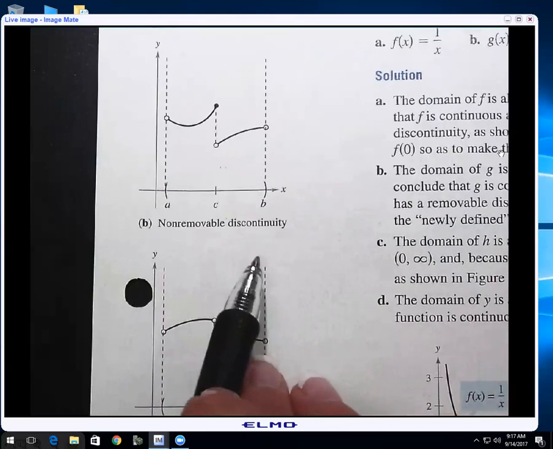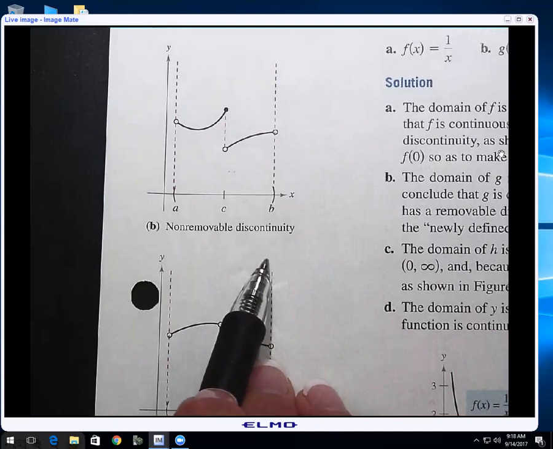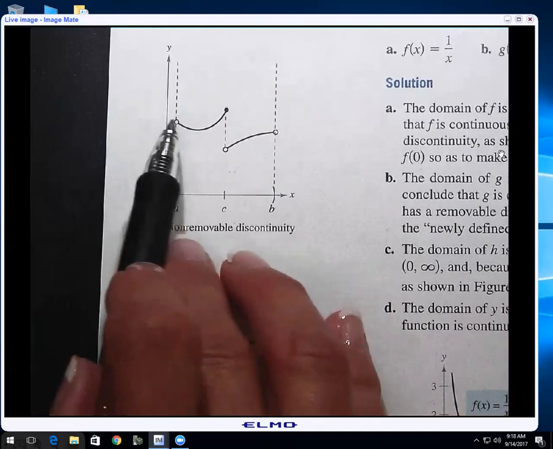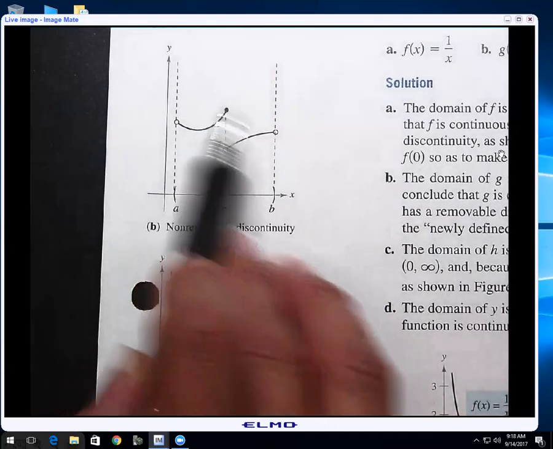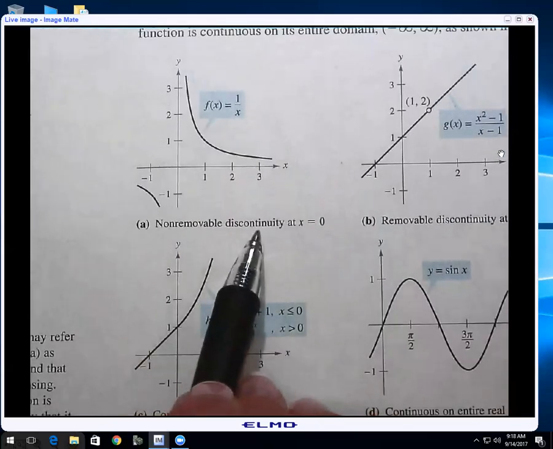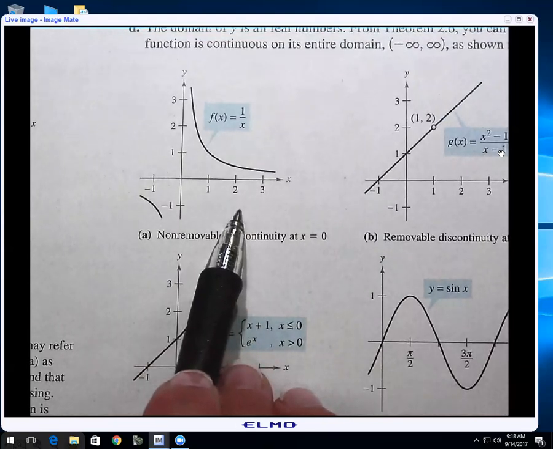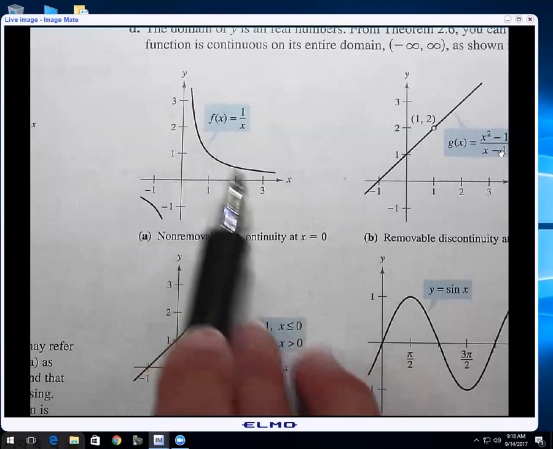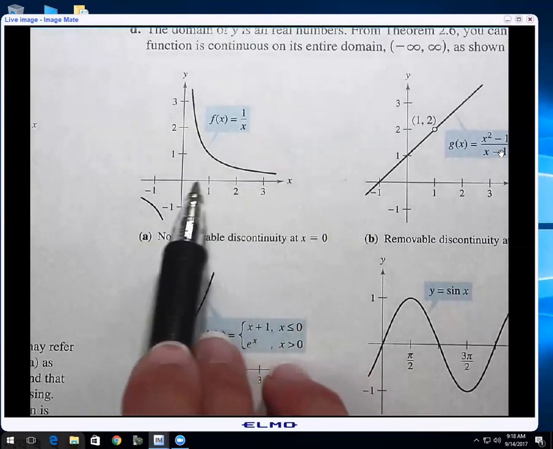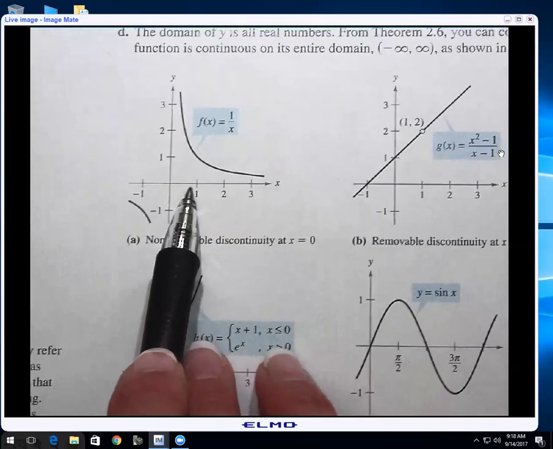This is a non-removable discontinuity because there's a bigger problem than just a hole in the graph. You get non-removable discontinuities when the limit is different coming at C from the left than it is coming at C from the right. So here, there's a non-removable discontinuity at 0. You can't draw that entire thing without picking up your pencil, and you can't fix it just by filling in a dot. That's a non-removable discontinuity at 0.